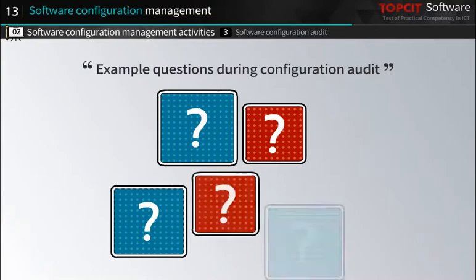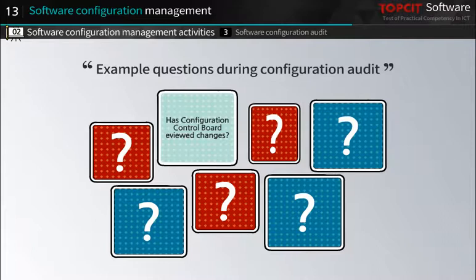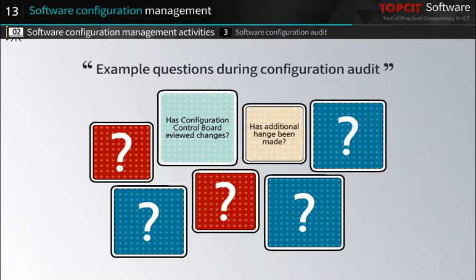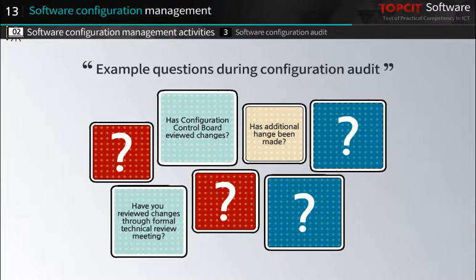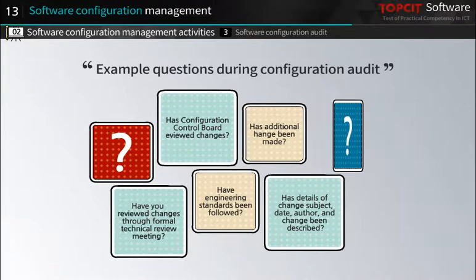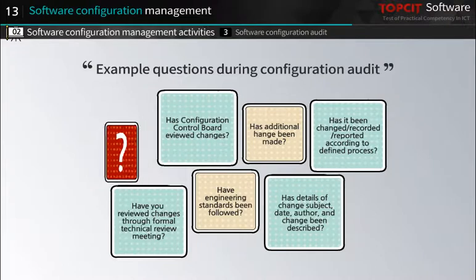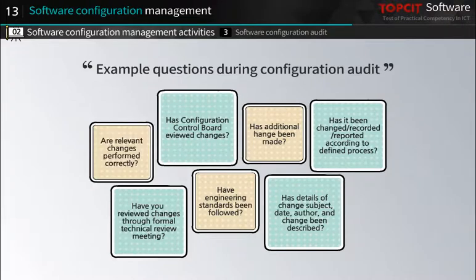Let's look at some example questions during a configuration audit. First, has the configuration control board reviewed the changes? Second, has the additional change been made? Have you reviewed the changes through an informal technical review meeting? Have engineering standards been followed? Have the details of the change subject, date, author, and change been described? Has it been changed, recorded, and reported according to the defined process? Are the relevant changes performed correctly? Through these questions, configuration audit is normally conducted.